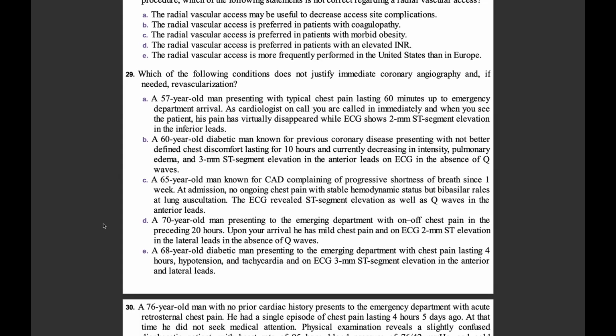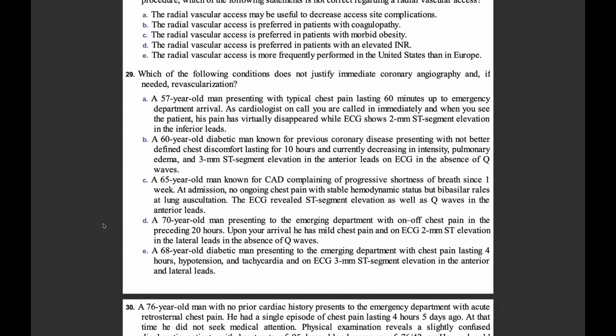So for this patient, the patient will require emergency coronary angio and possible stent insertion. So option A is correct. Option A, that patient will require a primary PCI.